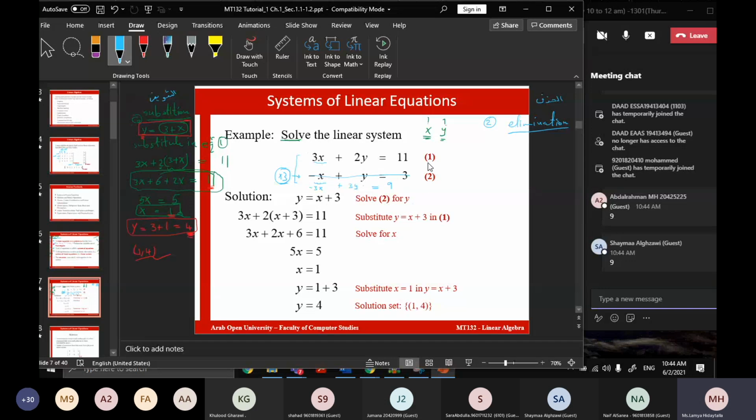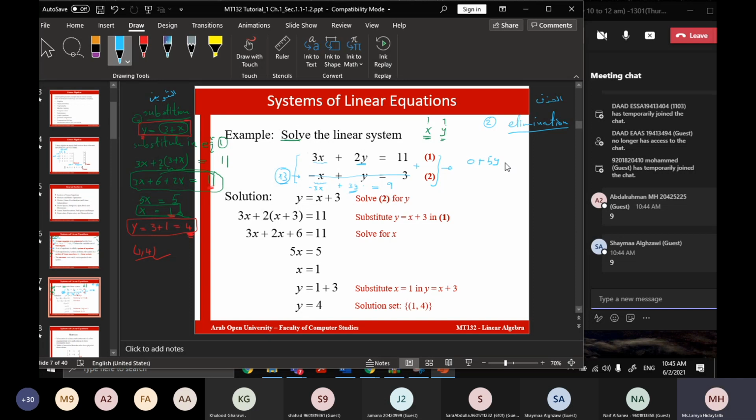Now, what if we added the two equations? Add them up. When you add them up, you're going to get what? We will get 3x minus 3x. This is 0, correct? So we'll get 0, okay, plus 2y plus 3y. This is 5y.